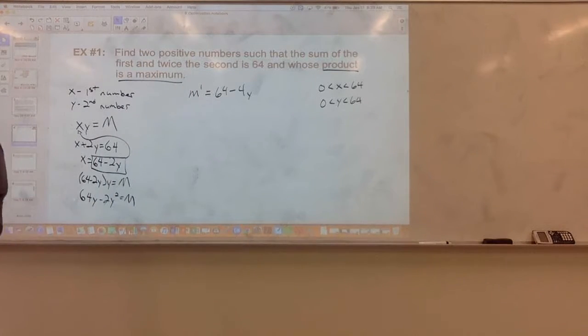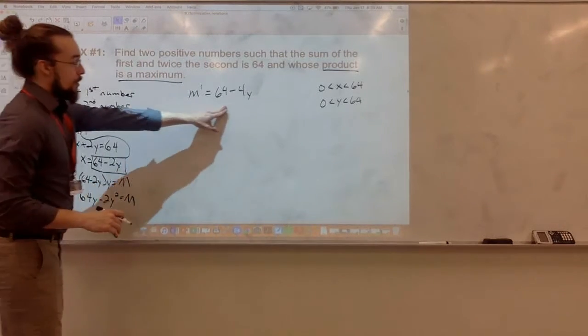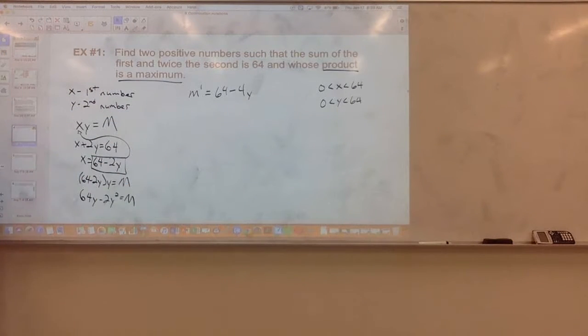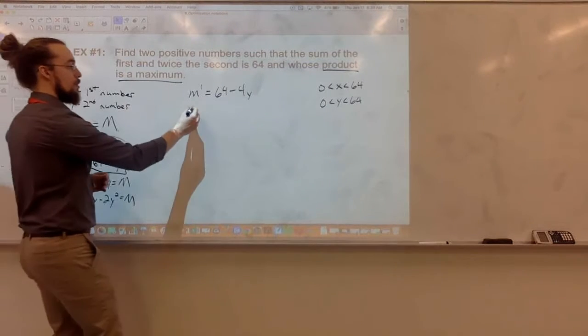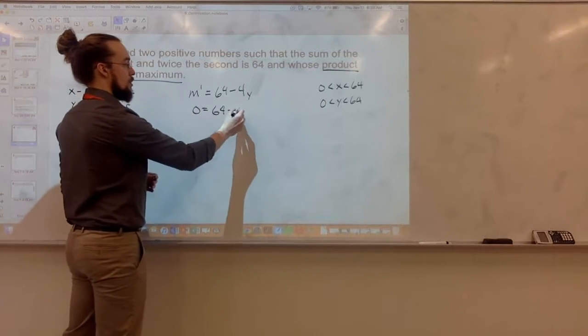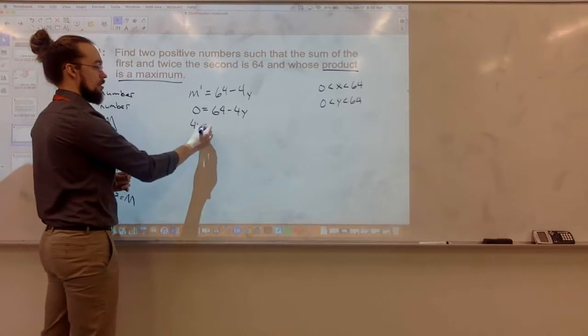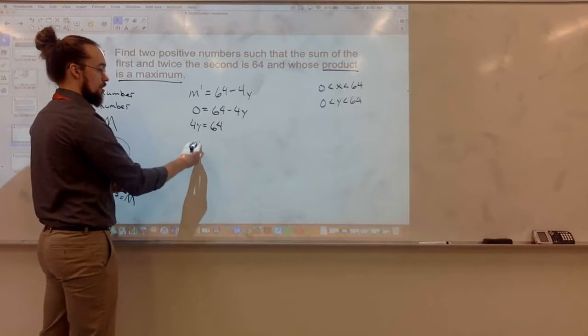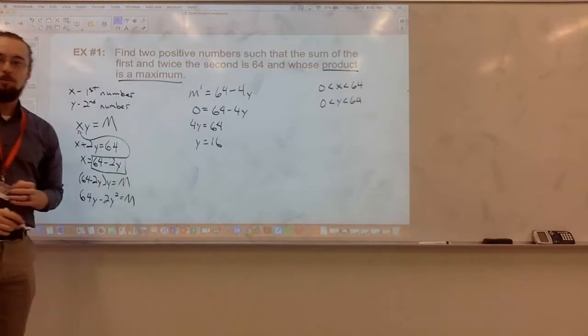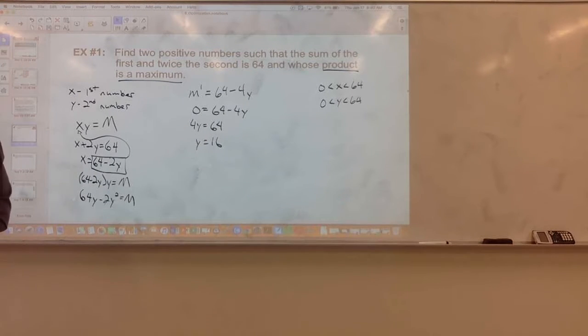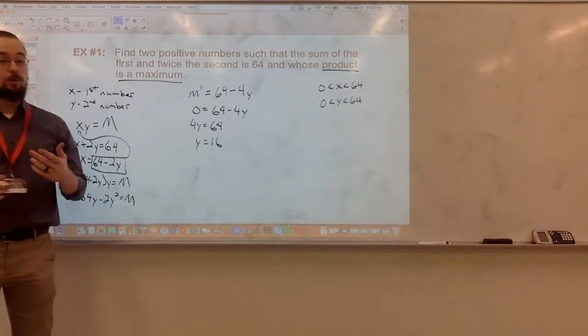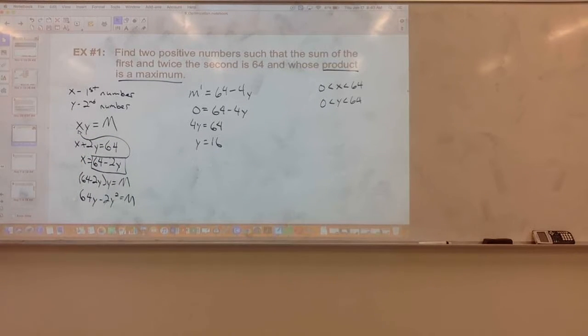Okay, so now let's jump back in. We found our derivative, so now how do I find a maximum? Set it equal to 0. So this is pretty easy to solve, right? I would just add the 4y over, divide by 4, and we get y equals 16. So this is a critical point, right? We have no idea if that's a min or a max.